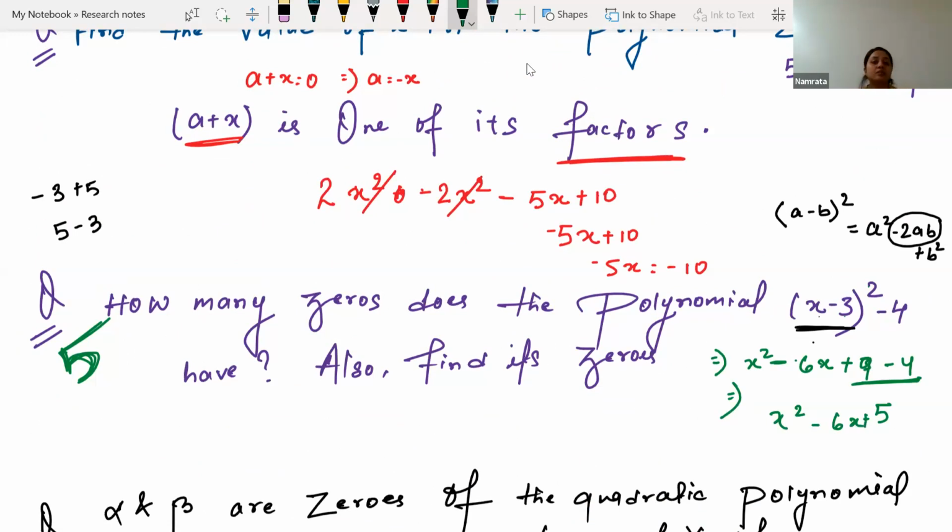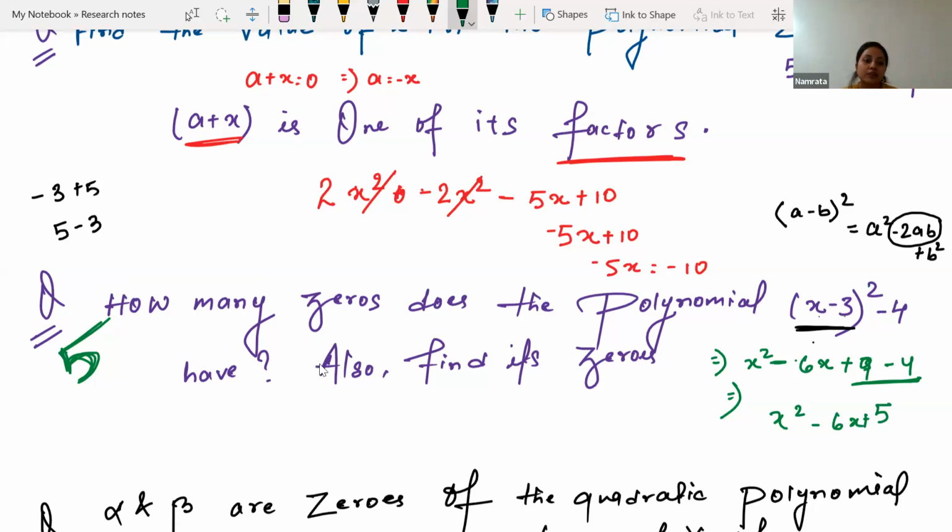Since you have learned the polynomial chapter, the first concept is how many zeros we will be getting. According to the degree, we will be getting the zeros. If the degree of the polynomial is 2, then maximum 2 zeros we will be getting. Yes or no? Yes, ma'am.